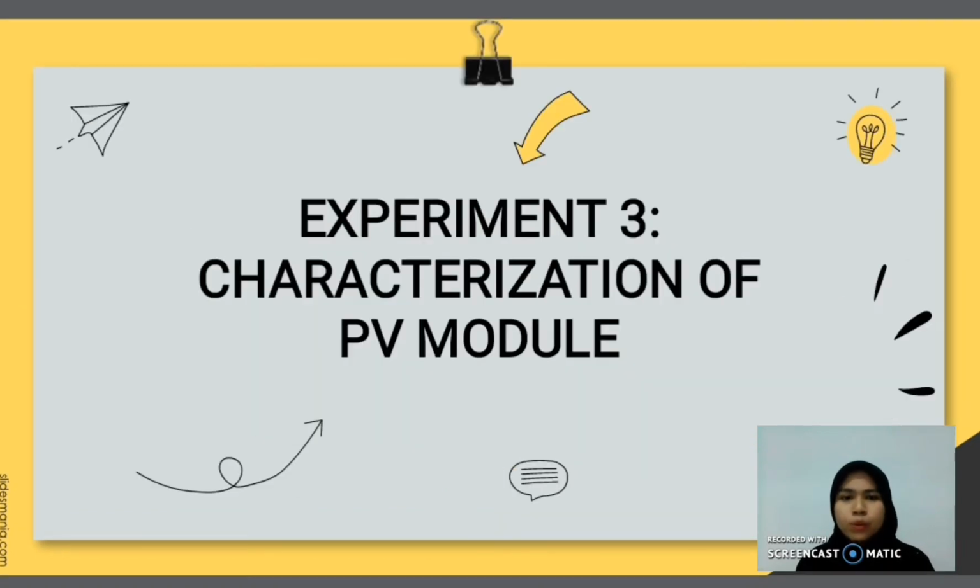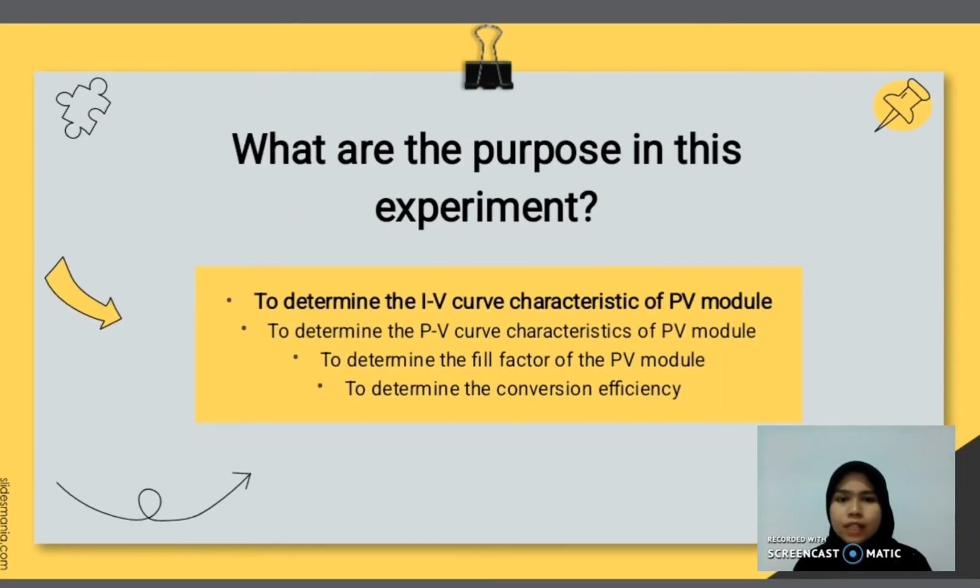Today we are going to present about characterization of PV module, which is from experiment 3. And now I start with the objective of this experiment.